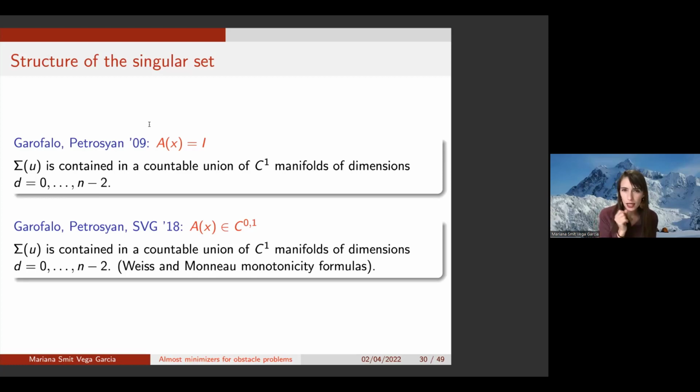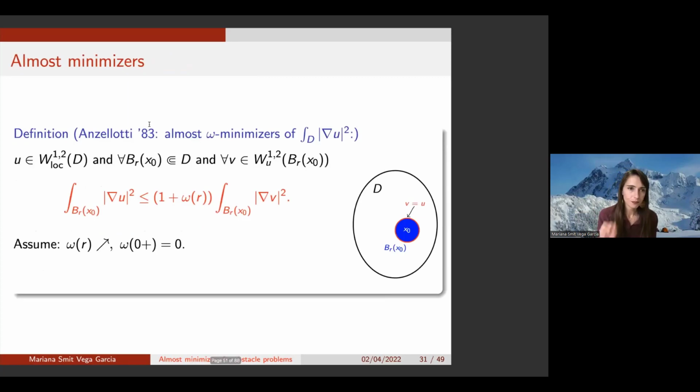And here, one more time, the idea is you pick a point on the free boundary, you want to zoom in around it, see what's happening, see if there is some functional that allows us to pick up information about the function around there. And in this case, we wanted Weiss and Monneau monotonicity formulas. These are just formulas that allow us to control what happens with the rescalings of our minimizer around a point on the free boundary.